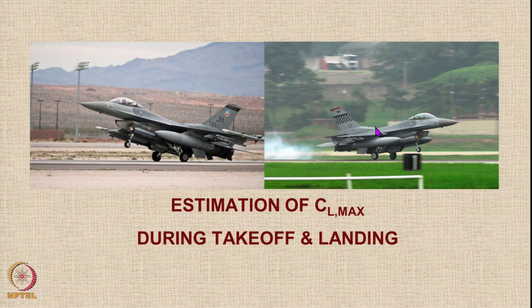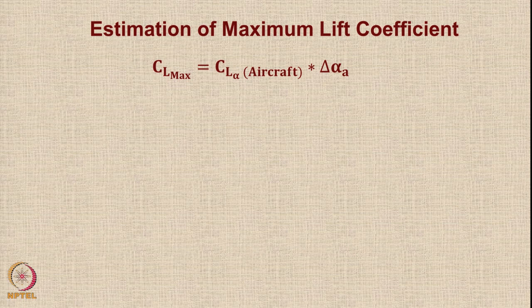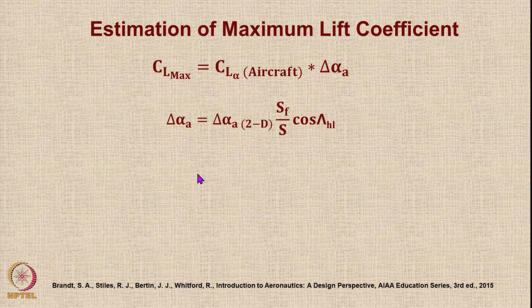Estimation of maximum lift coefficient can now be attempted. CL max will be basically the CL alpha of the aircraft times the change in the absolute angle of attack which is attained during the flight. Now, the change in the absolute angle of attack, delta alpha, is a function of what change is available if you use only the airfoil, or the two dimensional value. Then you multiply it by the flap area to the wing area, or the flapped area ratio, and then cos of the sweep of the hinge line.